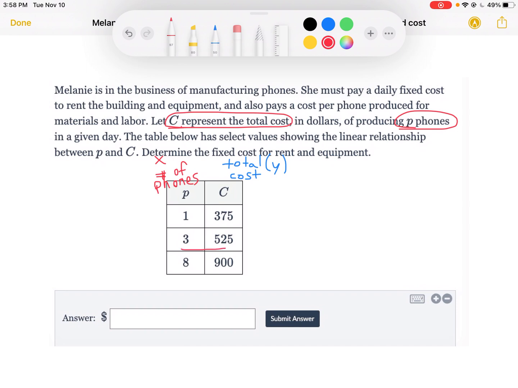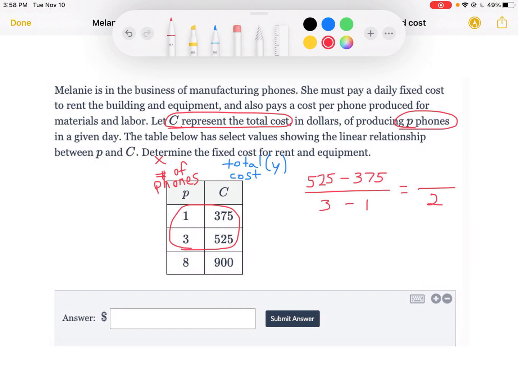So I would choose just two of these ordered pairs. And I would subtract my Y's on the top and my X's on the bottom. So I'm going to say $525 minus $375 on the top. And then 3 phones minus 1 phone. So in essence, for 2 phones, how much will it cost?